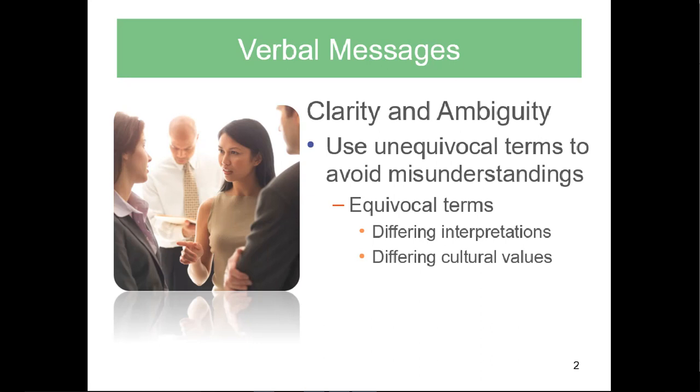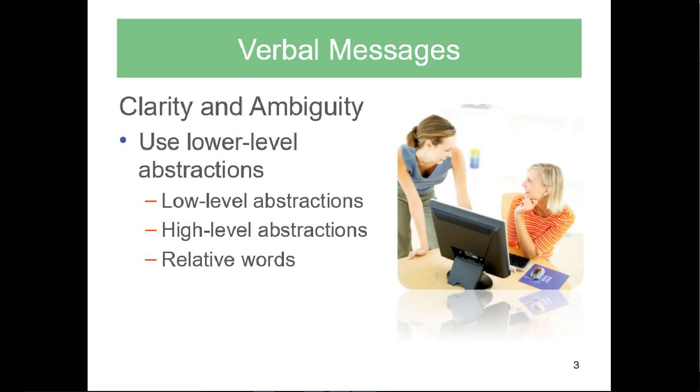So when you're trying to be clear, you want to use unequivocal terms, or you want to explain your terms to make sure that you avoid any types of misunderstandings. Using also, to be clear, is using lower level abstractions. So not being abstract with how you set things up. Low level abstractions are words or phrases or explanations that leave no interpretation. Like this is how it's supposed to be, almost like instruction manuals. Instruction manuals tell you exactly how things are supposed to go piece by piece by piece.